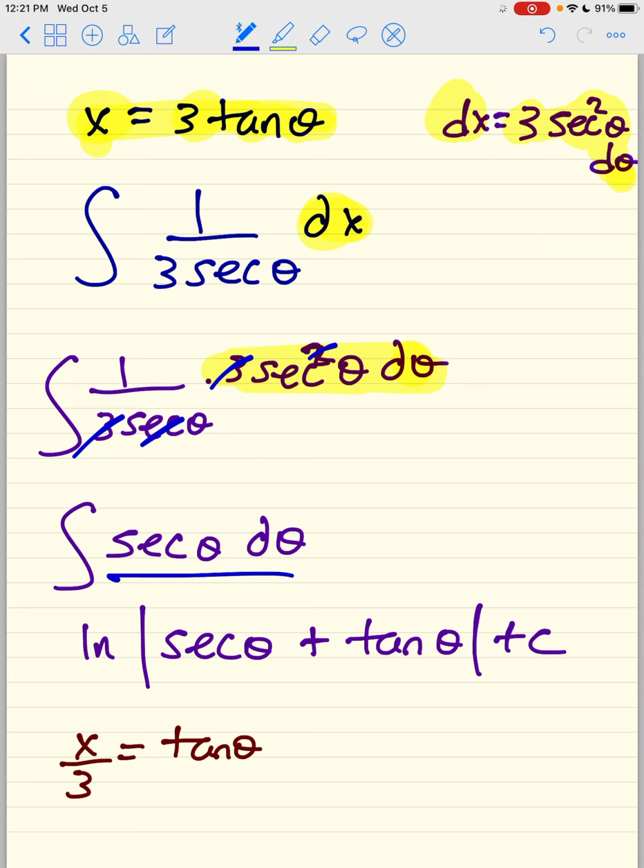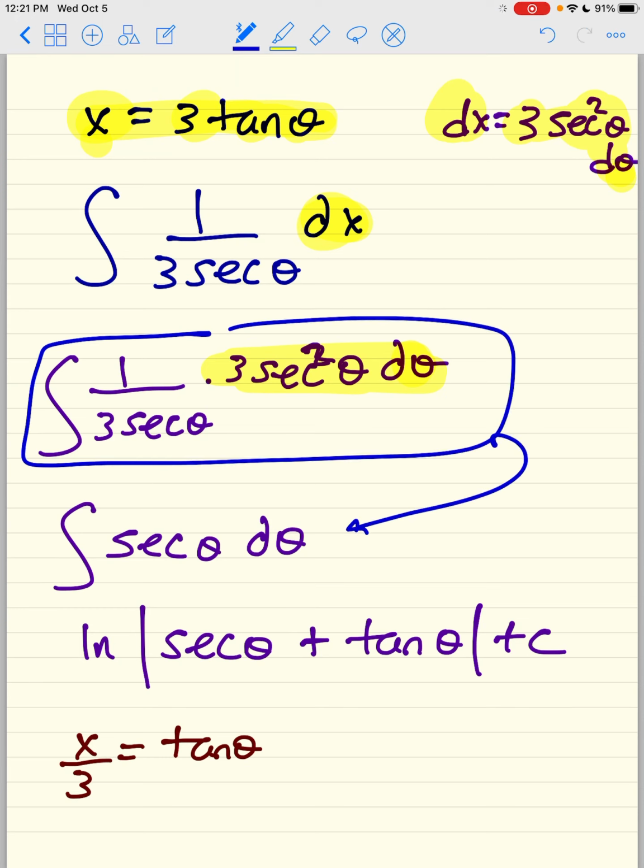Pause the video. Okay, so I'm going to just erase those so you can see it. So this simplifies to this. What's the integral of secant theta? It is the natural log of secant theta plus tan theta. The only problem is my question started with x's, so I need to exchange these guys here. So how do I change that?